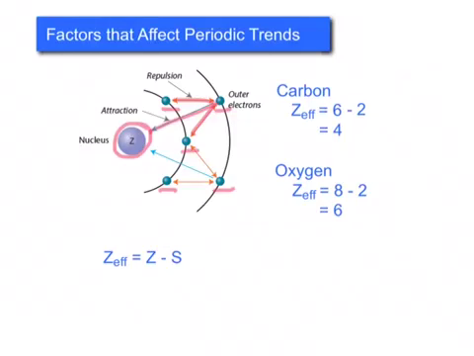And so you can see as we move to the right across a row in the periodic table, our effective nuclear charge goes up. And that's going to affect our periodic trends, which we're going to talk about a little bit in class tomorrow, and get a feel for how these factors that we've talked about, both the number of energy levels and the effective nuclear charge, change the properties of atoms and create these trends that we see across the periodic table.